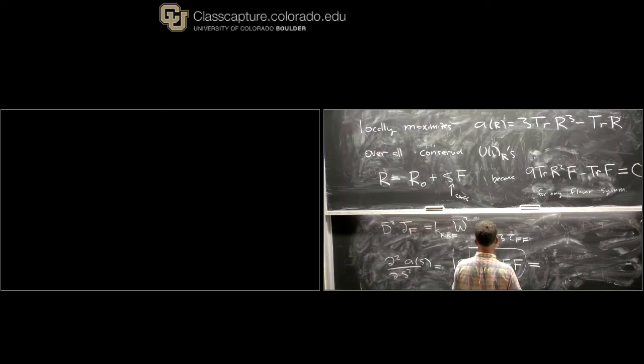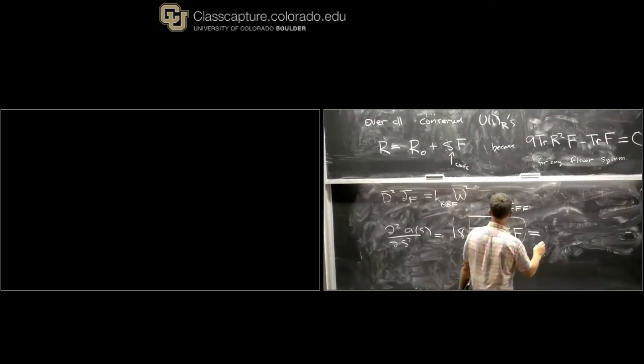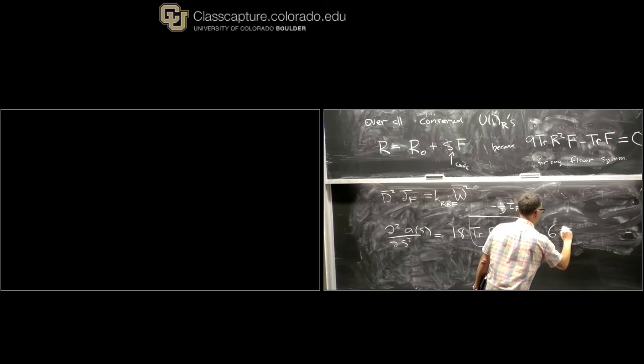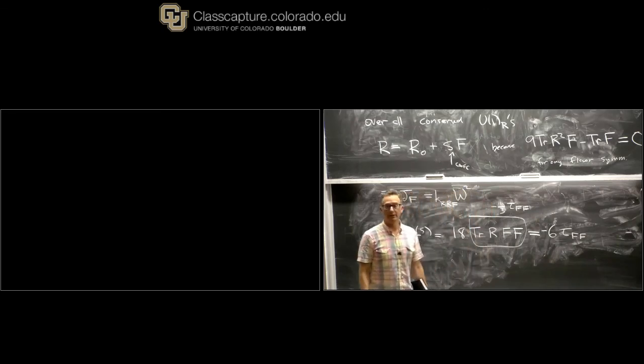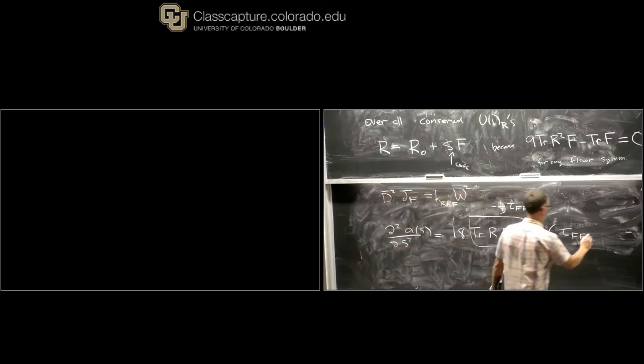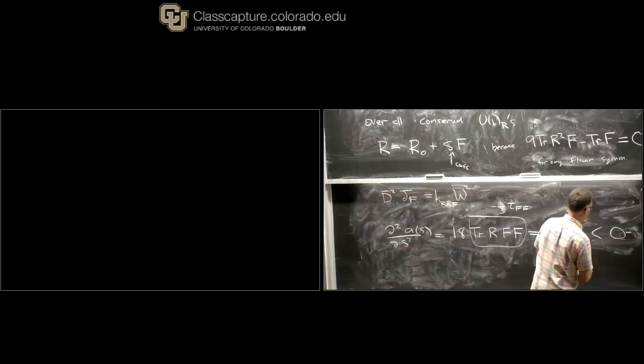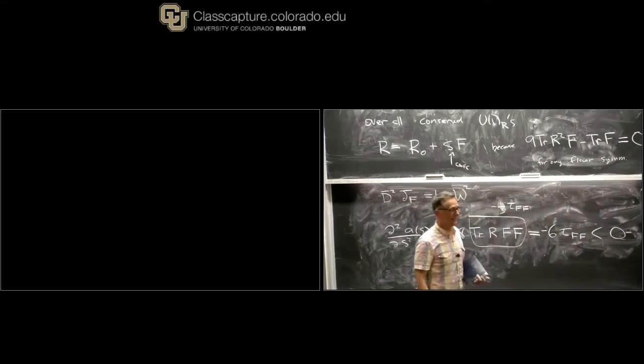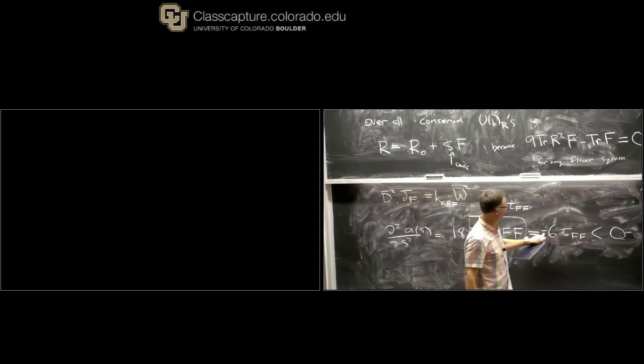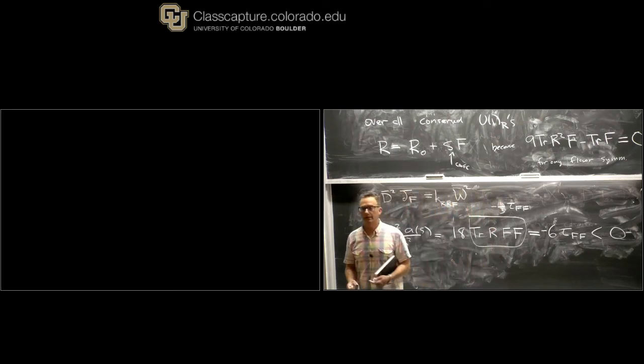Or minus 1/3. Yeah, so R would be minus 1/3. So this is equal to 6 with a minus sign, and where this tau is the 2-point function of the flavor current. And tau is positive, and so this is negative. So the second derivative is negative. So it's a local maximum.